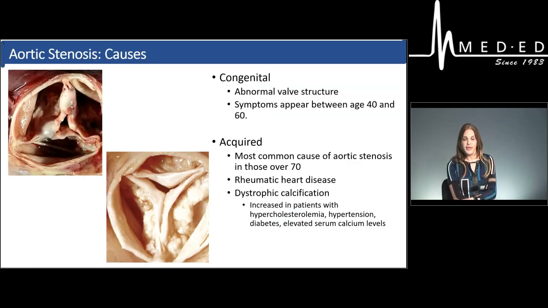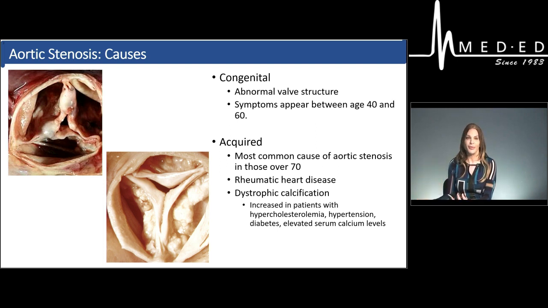Now, with aortic stenosis, there are 2 reasons that patients can develop it. They can have a congenital problem with the valve, where there's an abnormal valve structure. And so typically symptoms are going to appear earlier than if you've got some acquired condition. If you've got a congenital defect, typically between 40 and 60 years of age, you're going to start having symptoms of that.